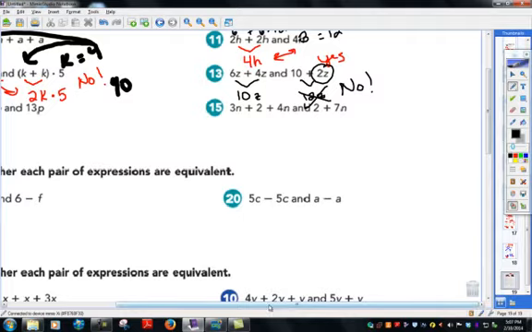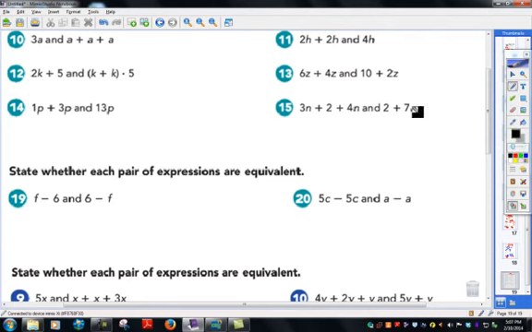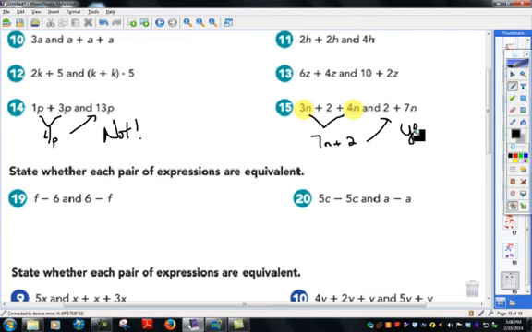You guys go ahead and try number 14 and 15 for me, please. Okay, here we go. One porcupine and 3 porcupines. How many porcupines do we have? We have 4 porcupines. Are those the same? Absolutely no. Here, let's see if there's anything that I can combine. I got a 3n, I got a 4n. How many n's do I have? I would have 7 n's, and I'd be adding on two constants. Are those the same? Absolutely yes.